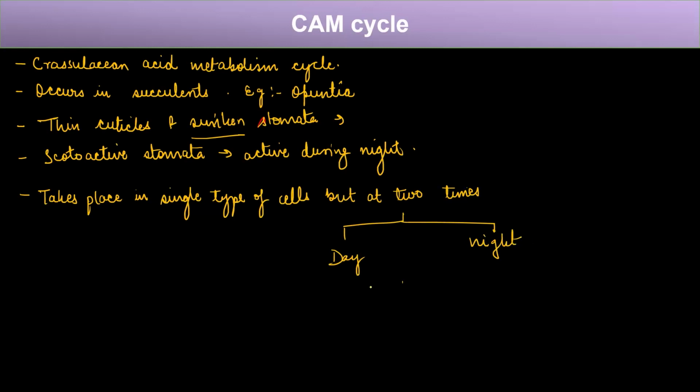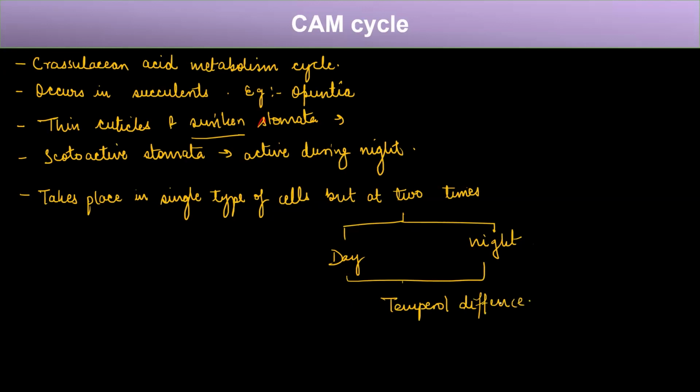And because of this, here there is a difference in the time of the cycle taking place. So this is also known as temporal difference. It means that the CAM cycle takes place with a temporal difference.